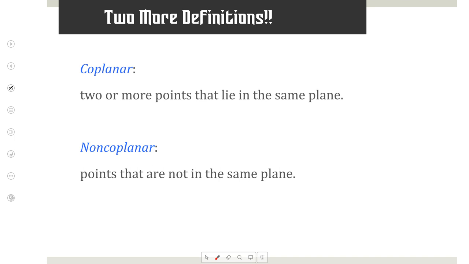A dog is made up of points. Everything is made up of points for our discussion purposes.